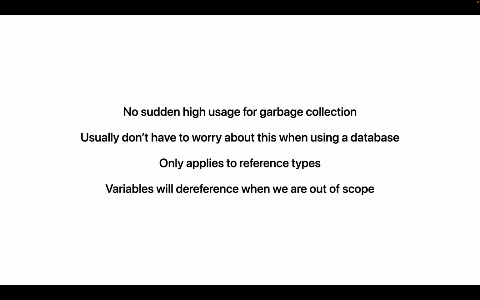And also, you don't have to set the variables to nil every single time, because when you're exiting a function, all these variables will be destroyed, so those references will be cleaned up as well. Okay, so the third point is that this mechanism only applies to reference types, and we will see some types that are not reference types, for example, enums and structs later. And variables will be dereferenced when we are out of scope. So when we are exiting the function, like I mentioned, all of these variables will get destroyed automatically instead of having us set them to nil manually.